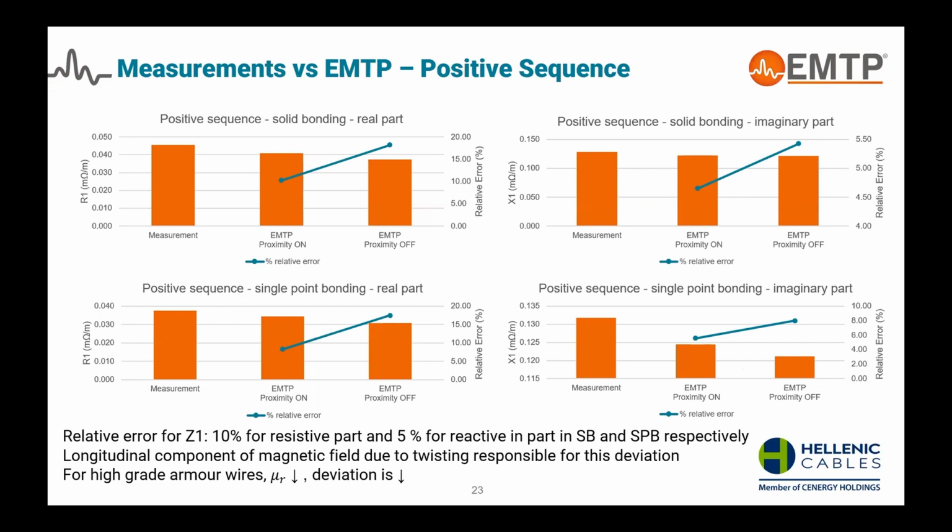Regarding the positive sequence, we have these measurements. In general, for positive sequence resistive part, we have a 10% relative error and 5% for the reactive part, both in solid bonding and single point bonding. This is because we have the longitudinal component of magnetic field due to the twisting, and this is responsible for this deviation. But for high-grade armors, where the permeability is lower, the deviation is expected to be lower, and it approaches, let's say, the stainless steel armor.